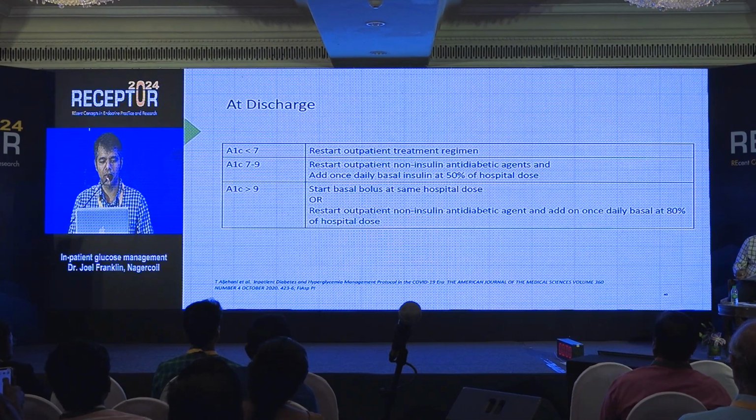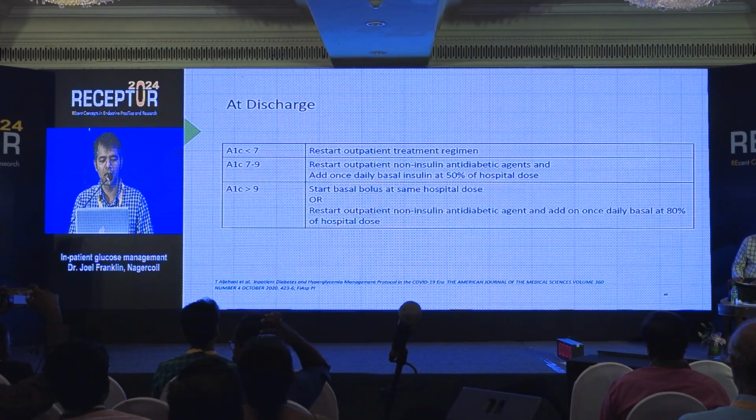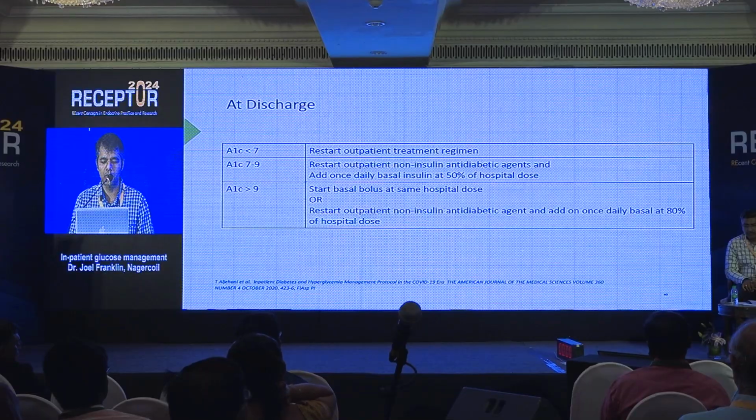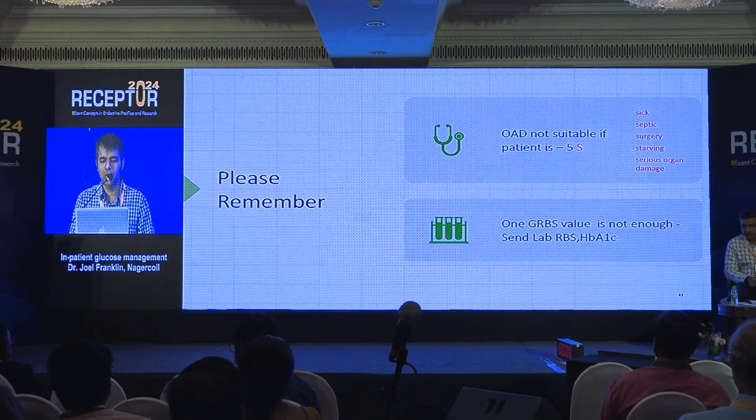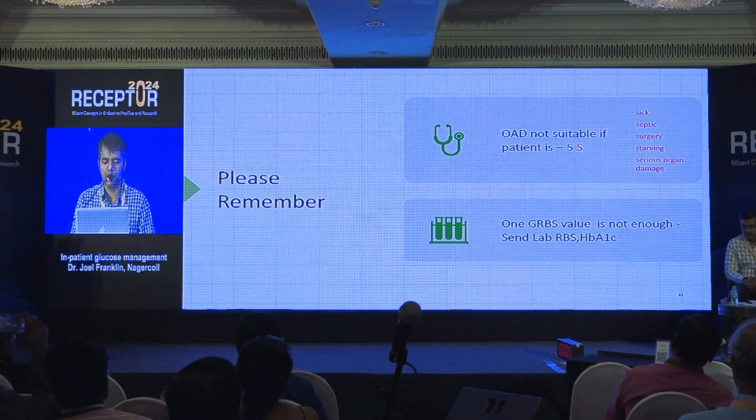If it is 7 to 9%, restart OP non-insulin anti-diabetic agents and add once daily basal insulin at 50% of the hospital dose. If HbA1c is more than 9%, start basal bolus at the same hospital dose, or restart outpatient non-insulin anti-diabetic agents and add once daily basal insulin at 80% of the hospital dose. Please remember, OADs are not suitable if patients have the 5S: sepsis, surgery, starvation, serious organ damage. If GRBS value is not enough, send lab RBS and HbA1c.